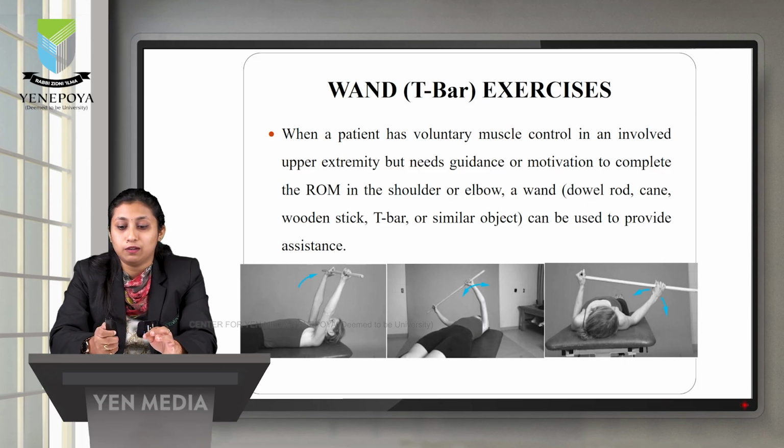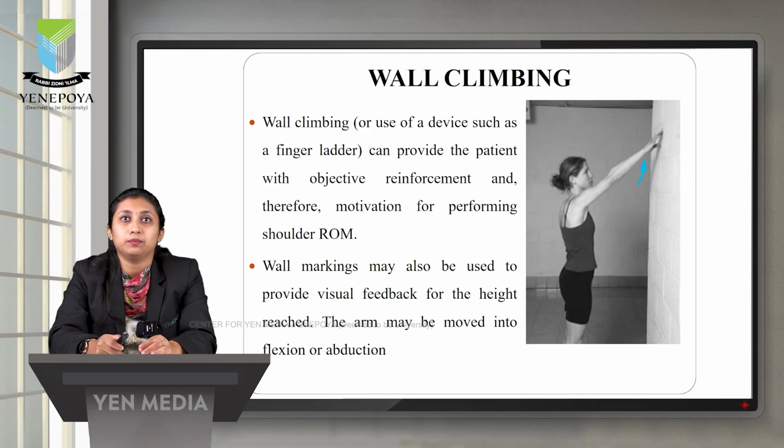So this is called a self-assisted range of motion exercise. This is also referred to as T-bar exercise. This can be done with a double rod, with a cane, with a wooden stick which is easily available in the market as well as at home. Next one, we have wall climbing.